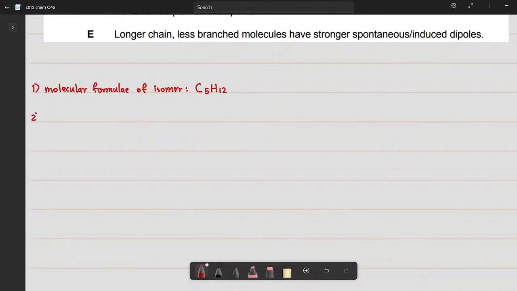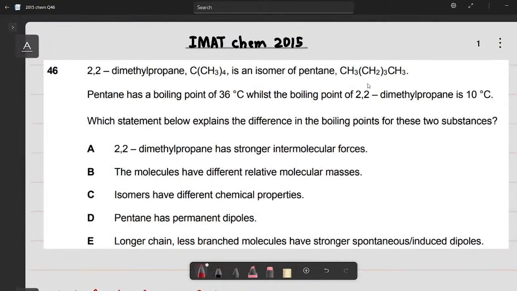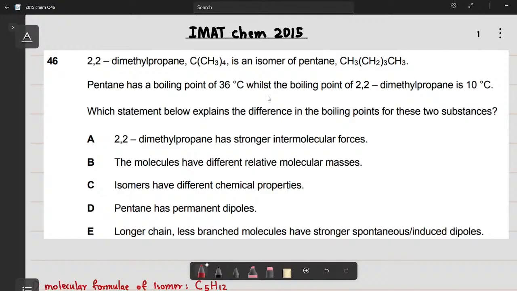Now we can go to step 2, which is the displayed diagram of the isomers. So I'm going to draw the displayed diagram of these two different isomers so that we can clearly picture the difference in structural arrangement of these two compounds while they share the same molecular formula.